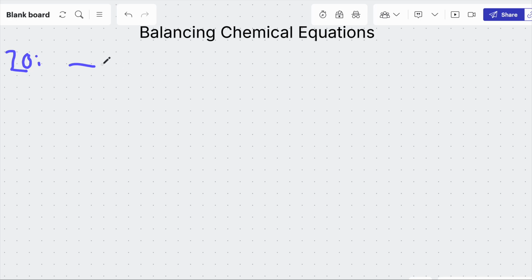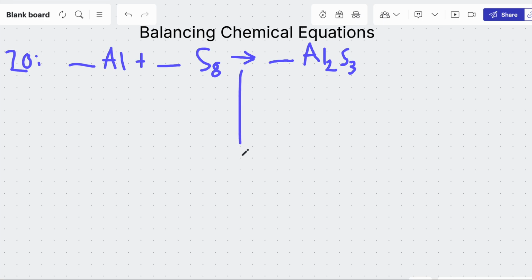Blank AL plus blank S8 makes blank AL2 S3. Nice. Okay, so check what elements we got.